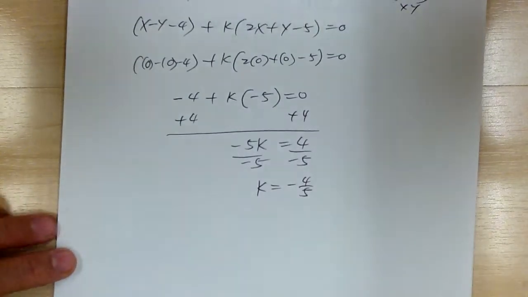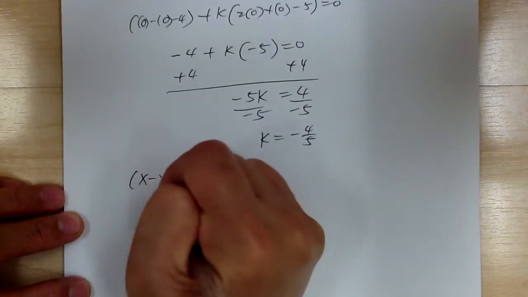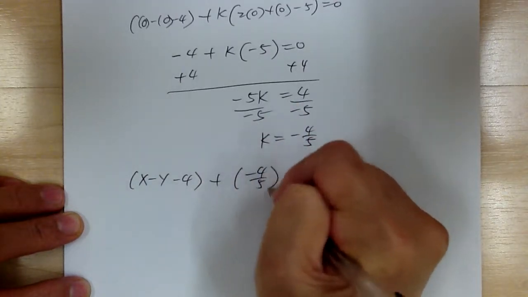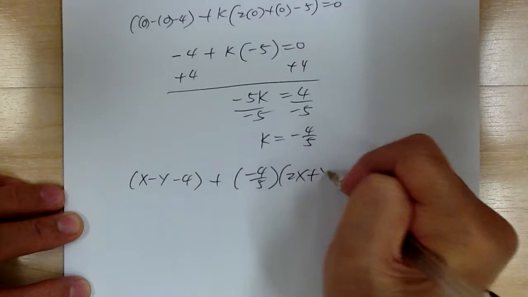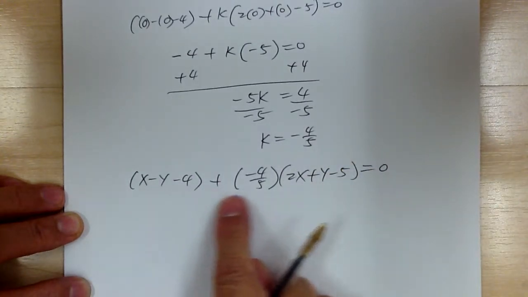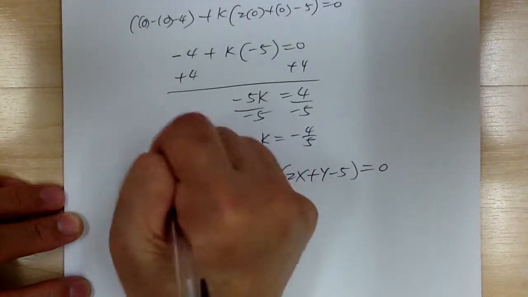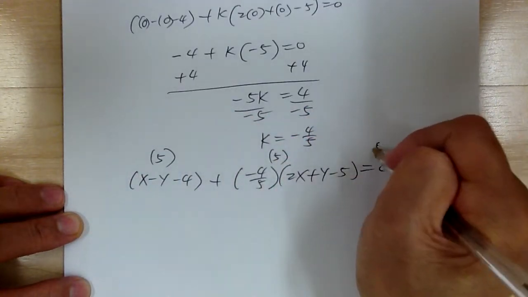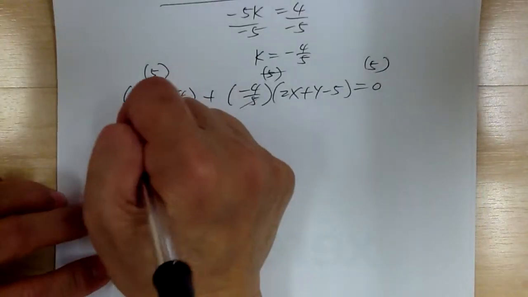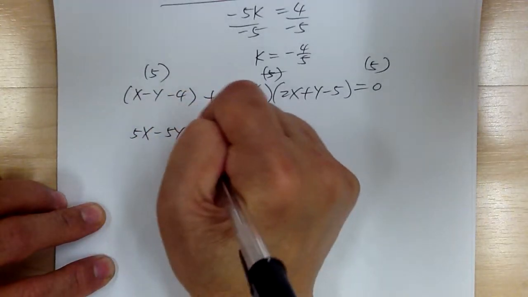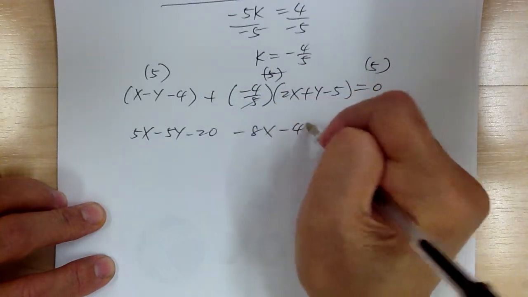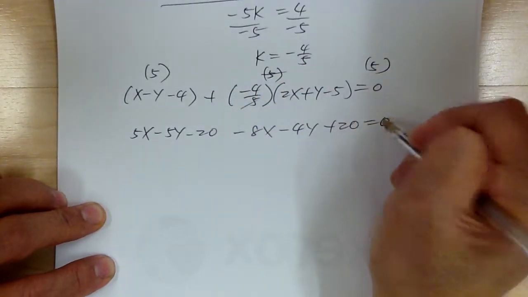Okay, so let's substitute. So I get x minus y minus 4 plus -4 over 5 times 2x plus y minus 5 equal to 0. Now I don't like the fraction, so I'm going to multiply everything by 5 first. So I'm going to multiply every term by 5 to get rid of the fraction. Okay, so I get 5x minus 5y minus 20. Okay, and this one I get minus 8x minus 4y plus 20 equal to 0.